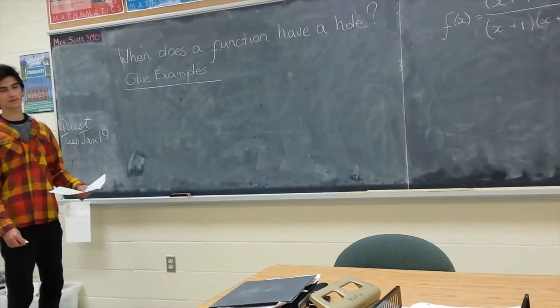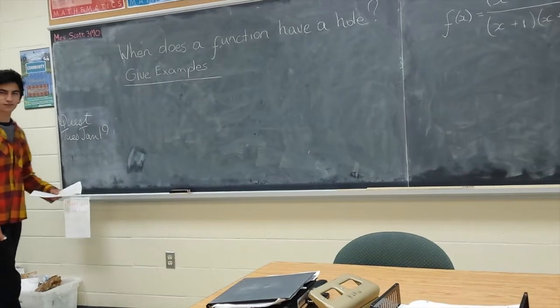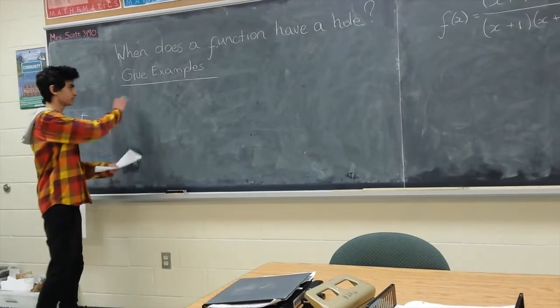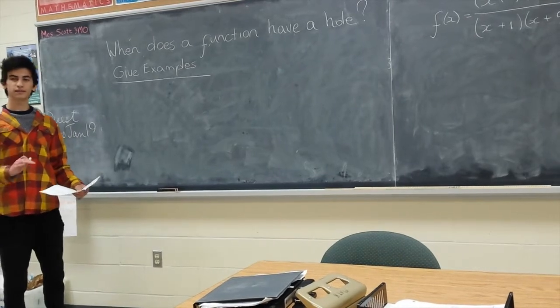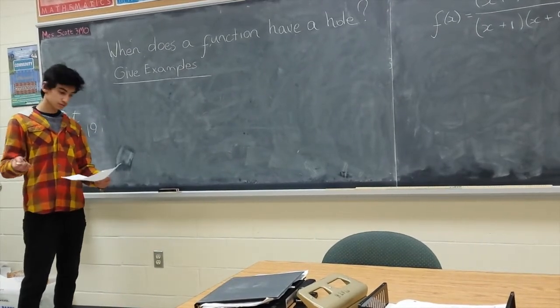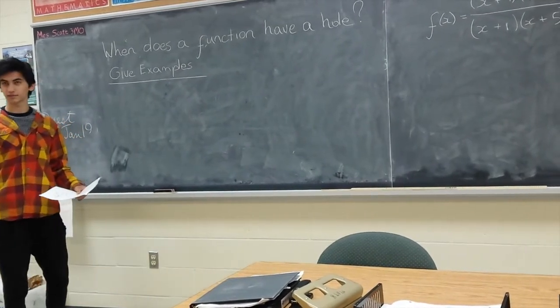Today we'll be discussing the question, when does a function have a hole? And we'll also be giving examples. A function has a hole when a factor completely cancels out the denominator. Note, the whole denominator does not have to cancel, just the factor.